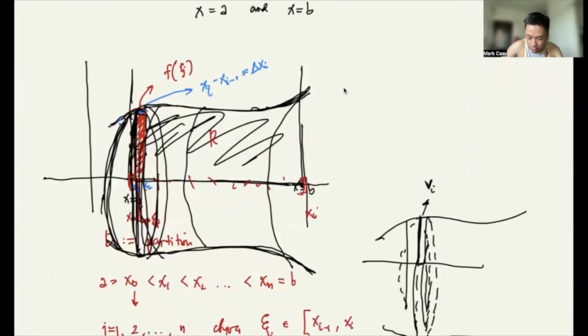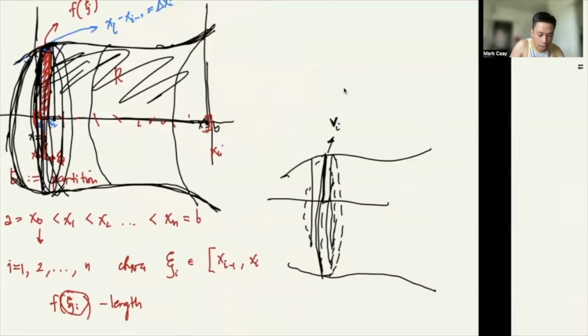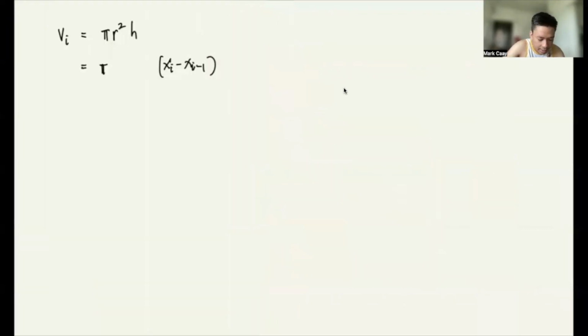However, kung titingnan mo dito, this is the center na, di ba? Kung this is our disk, yung center niya is nandito sa x-axis. So, the radius niya is the distance from this x-axis to this boundary here. But the boundary here is actually the function. So, therefore, ang kalalabasan dyan is this is actually the f of x sub i, which is the length mismo ng rectangle na yon. So, this is squared.